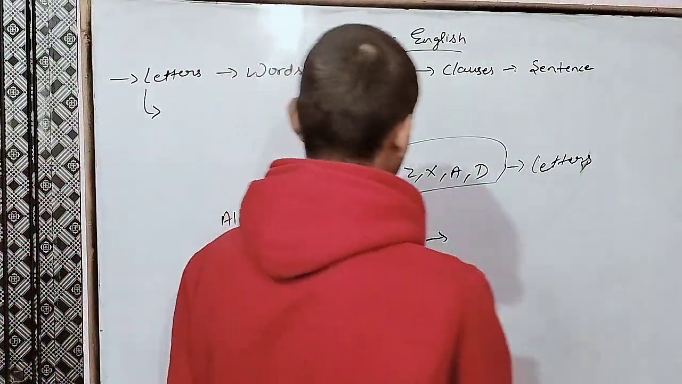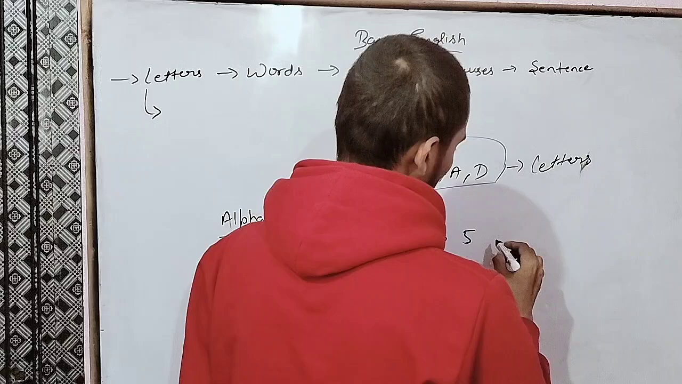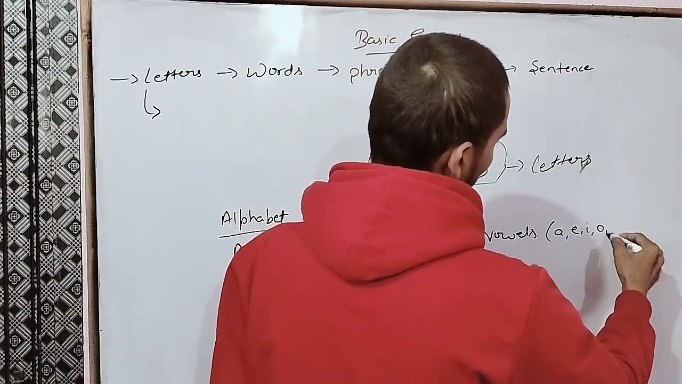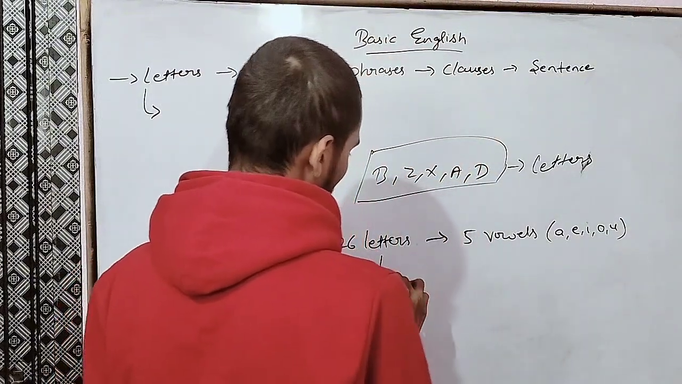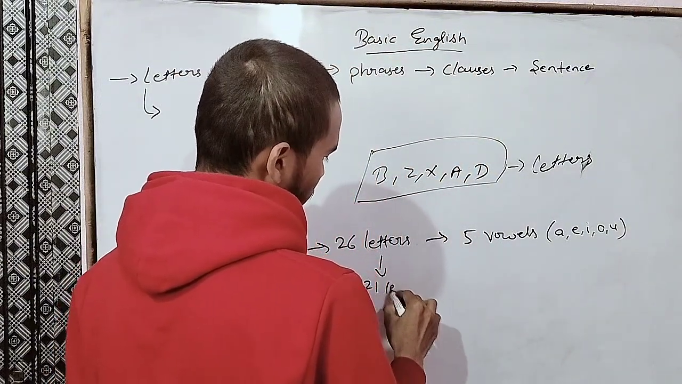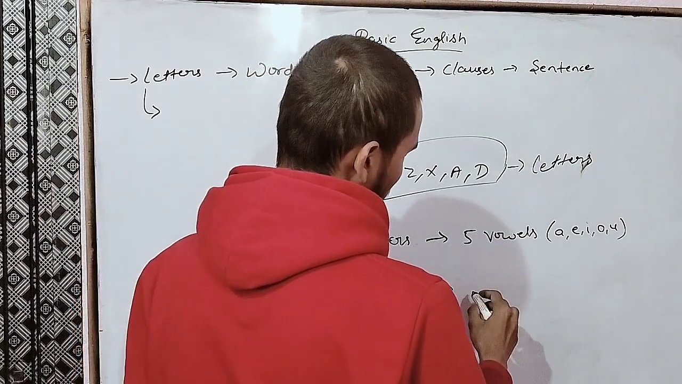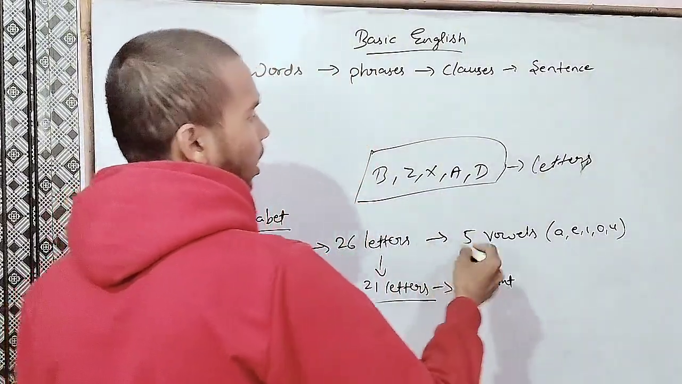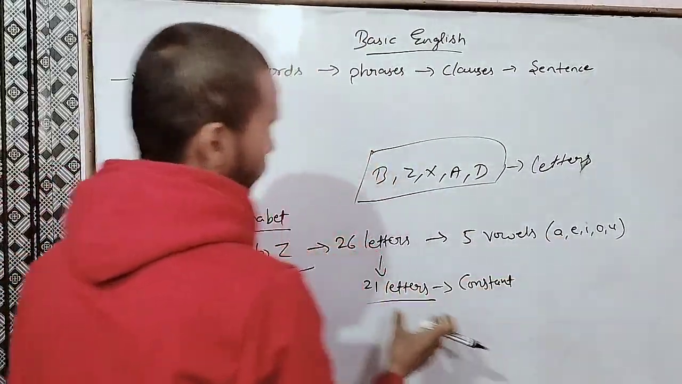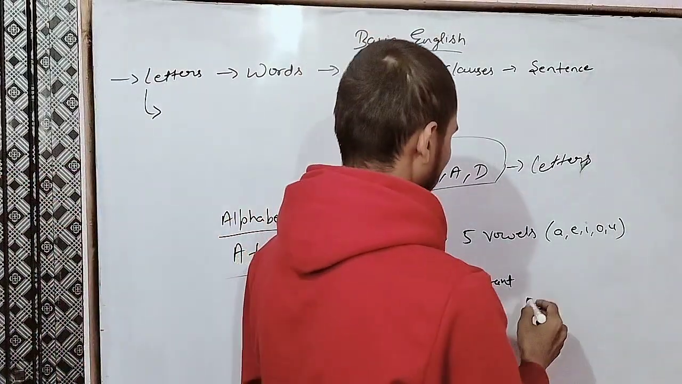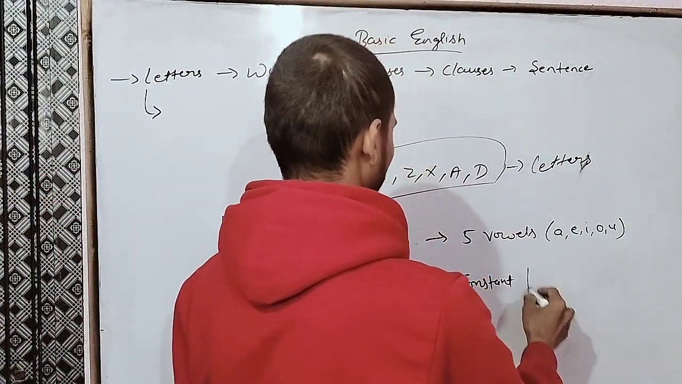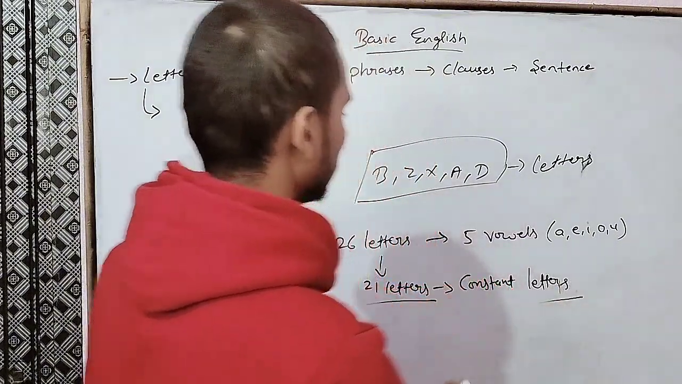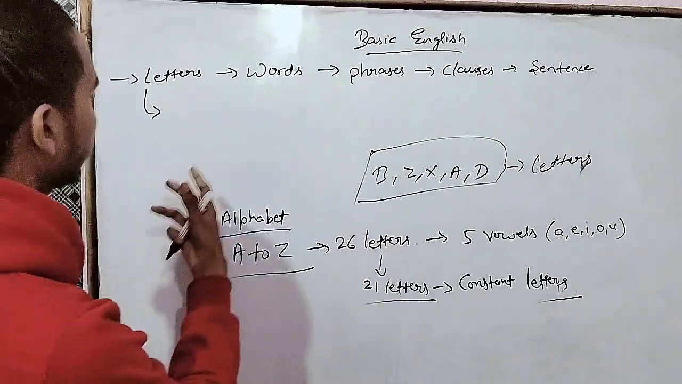And from 26 letters, we have 5 vowels. We have 5 vowels, which is what? A, E, I, O, U. Clear? And now we have how much? 21 letters, which is what? Consonants. The 21 letters after subtracting the 5 are known as consonants. Clear? This was our discussion of letters.